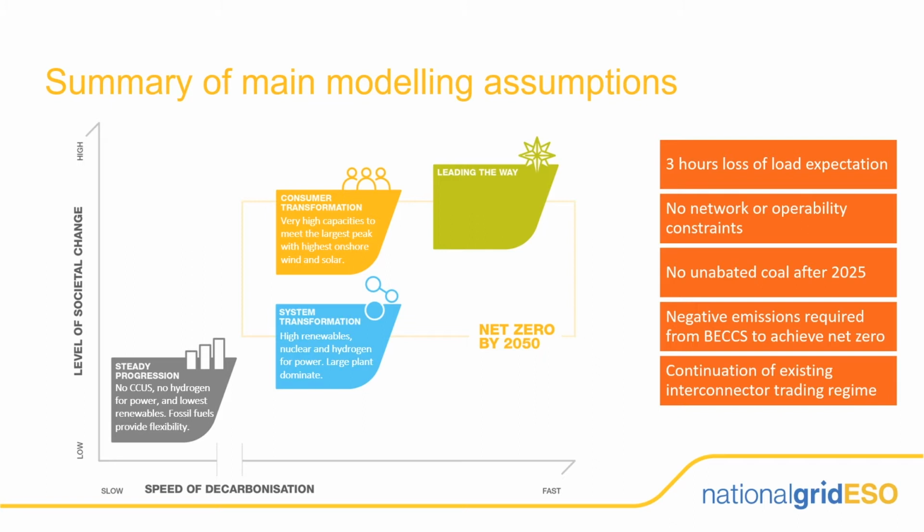The capacities include high onshore wind and solar. Finally, for leading the way, again, there's very high renewables. There is low thermal generation, and as a result, this requires the largest amount of new flexibility technologies. So in terms of the results themselves, I'm going to start here with installed generation capacity.